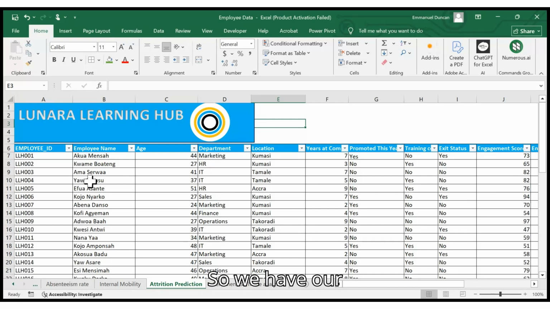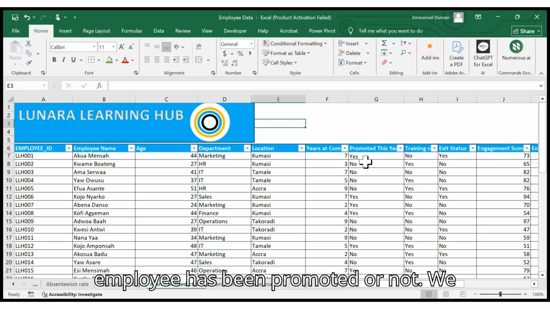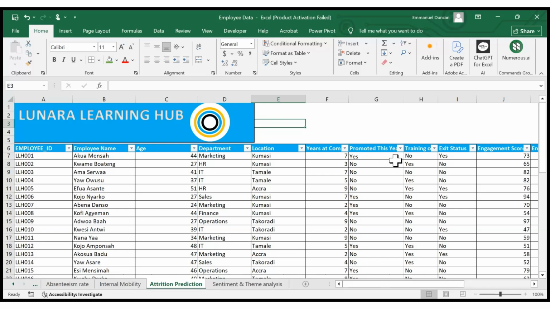So we have our employee ID, the names of employees, age, departments, location, the years at the company, the promotion, whether the employee has been promoted or not. We have their status being yes or no, the training completion being yes or no, the exit status being yes or no. We also have their engagement score.